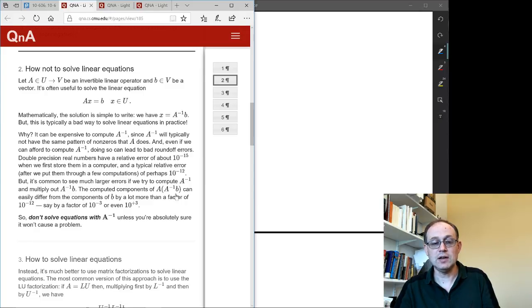But if we try and compute A times A inverse b, and that's supposed to be equal to b, but if we do it computationally, we're going to be off by a lot more than 10 to the minus 12. We could be off by 10 to the minus 3 very easily, or even 10 to the plus 3, right? So in other words, the round-off error can completely swamp the actual answer if you try and solve linear equations by inverting a matrix. There are valid reasons to try and solve Ax equals b by computing A inverse, but most of the time, unless you are sure that that's the right thing to do, you shouldn't do it.